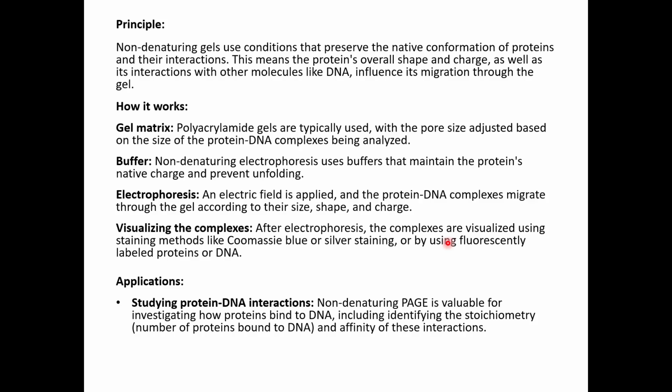Visualizing the complexes. After electrophoresis, the complexes are visualized using staining methods like Coomassie blue or silver staining, or by using fluorescently labeled proteins or DNA. So we have many ways to visualize the complexes. We can tag them, fluorescently label them, add antibodies, fluorescently labeled or tagged antibodies, or you can also just stain the gel to see the shift, or silver stain to see the complexes if they are in very minute concentration, because silver staining is much more sensitive than Coomassie blue.